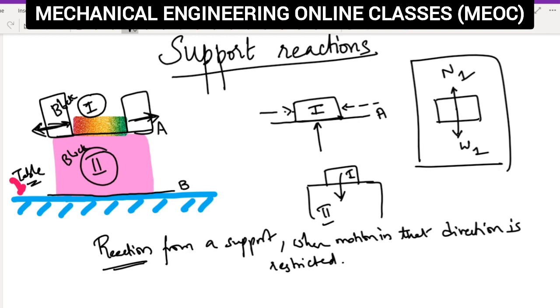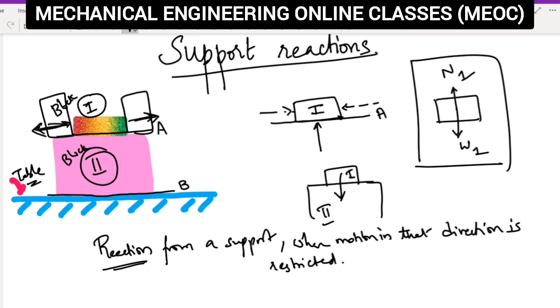Why is there no normal reaction? Because there is no restriction. There is no support. Support is that thing which will restrict the motion of the object in that direction. Now here block 2 is beneath block 1. So block 1 cannot fall down into block 2. So there is a restriction in its downward motion. This downward motion is restricted by an upward normal reaction N1.